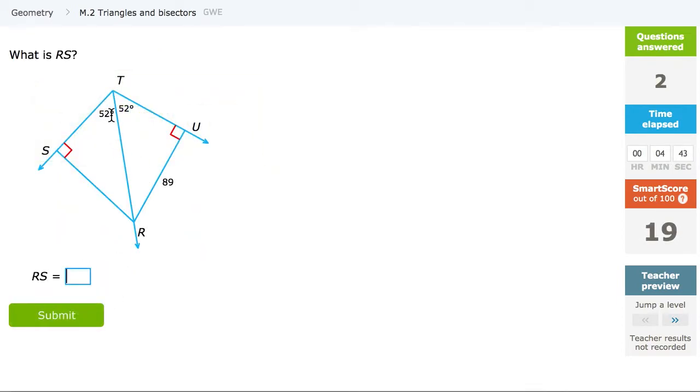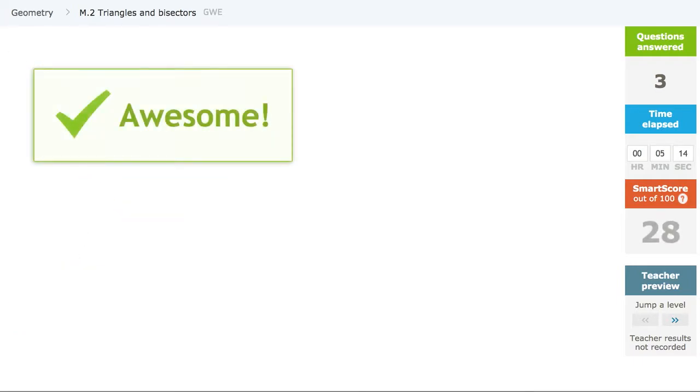So here, just glancing at the image given to us, we see that this angle is being bisected by RT. That's why we have a 52 degree here and a 52 degree here, for a total of 104 degrees. And here, this segment, RU, is 89 units, and therefore we are looking for RS. So RS, we can conclude, is the same as RU, 89 units.